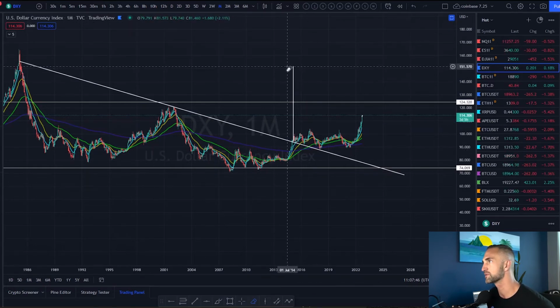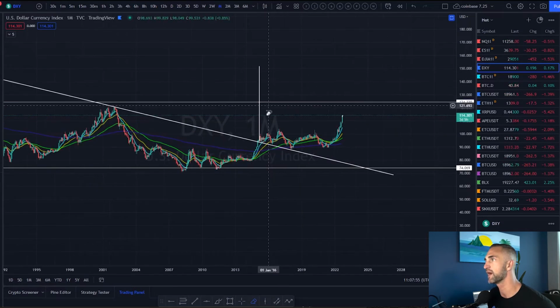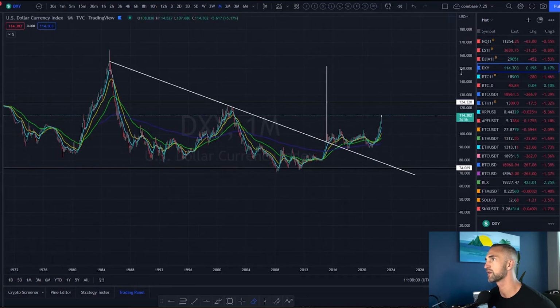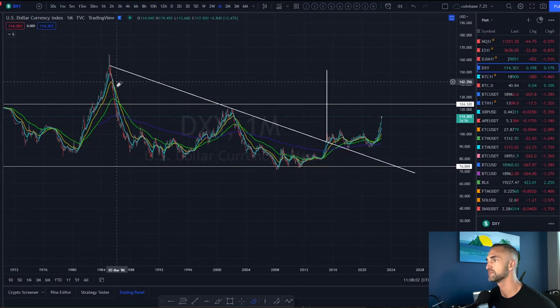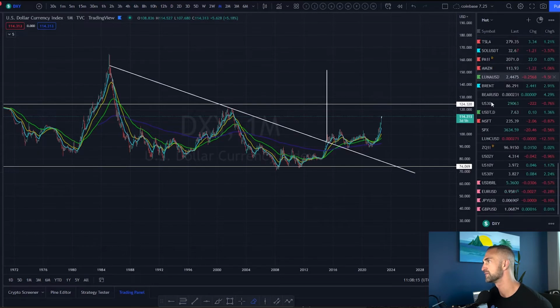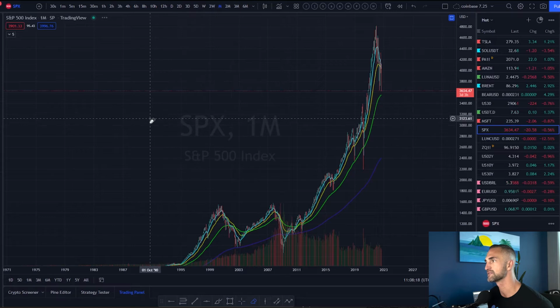For a longer term perspective, is this going to happen overnight? No, but I do believe if we start closing dailies, more importantly weeklies, above that 124 target that we have outlined, then the next target in place is going to be that 150 mark. And just take a look at this. 1985, the dollar peaked. Do you know what the stock market did from 1980 to 1985? Well, let's look at that S&P. Where's my SPX?